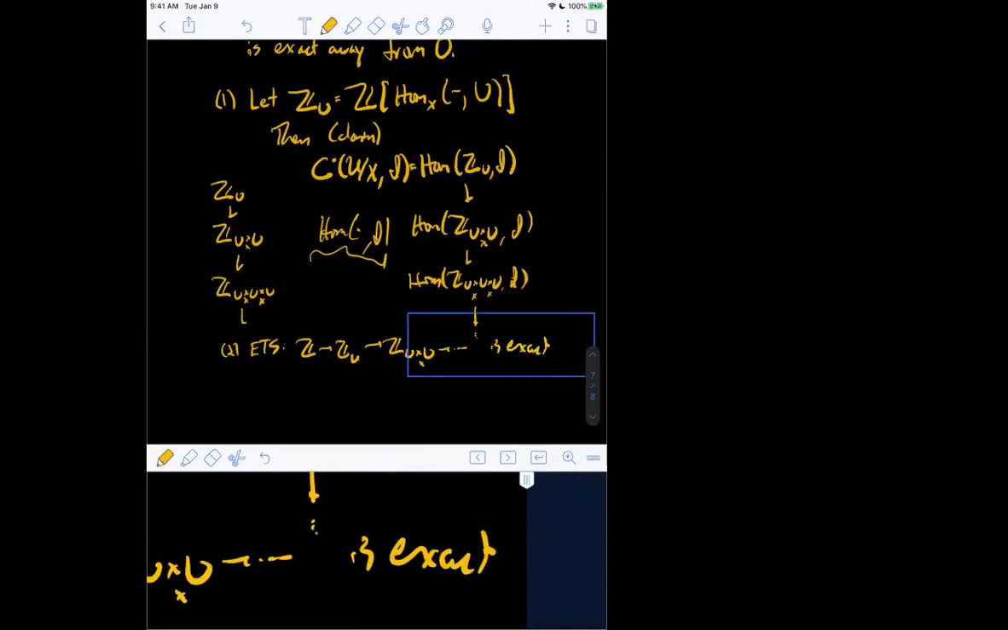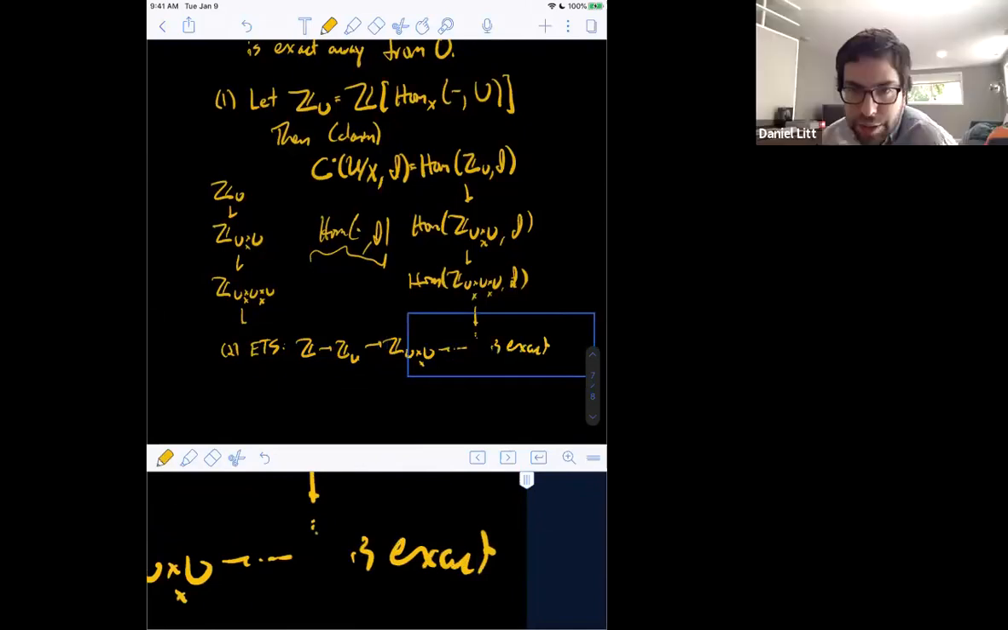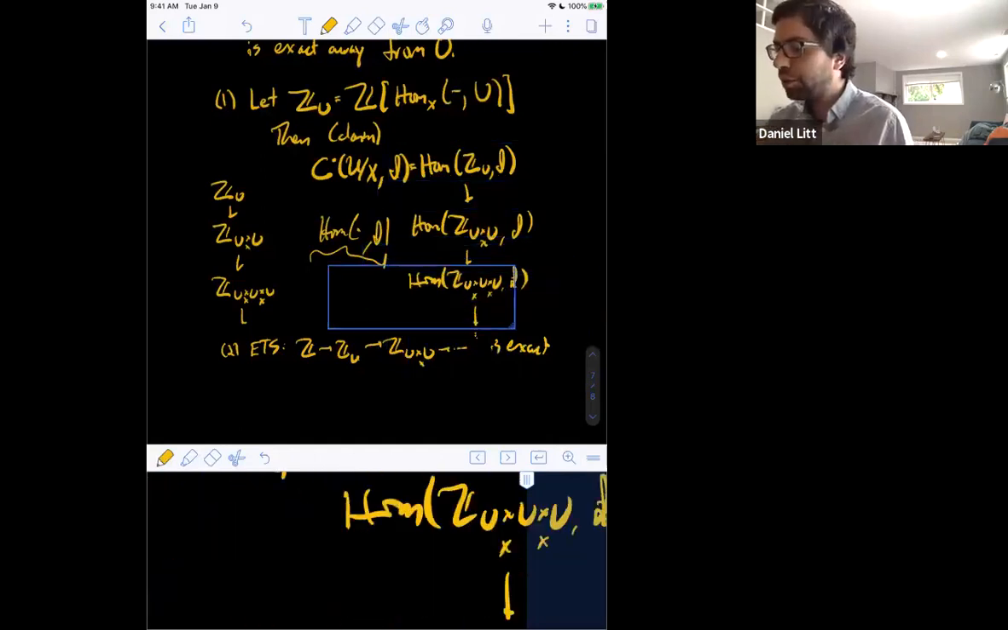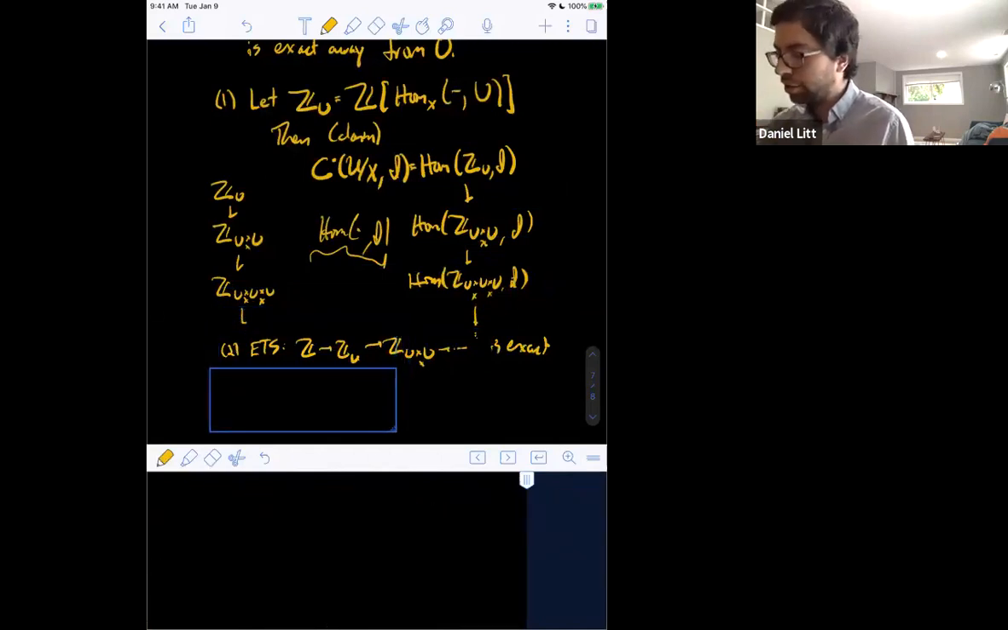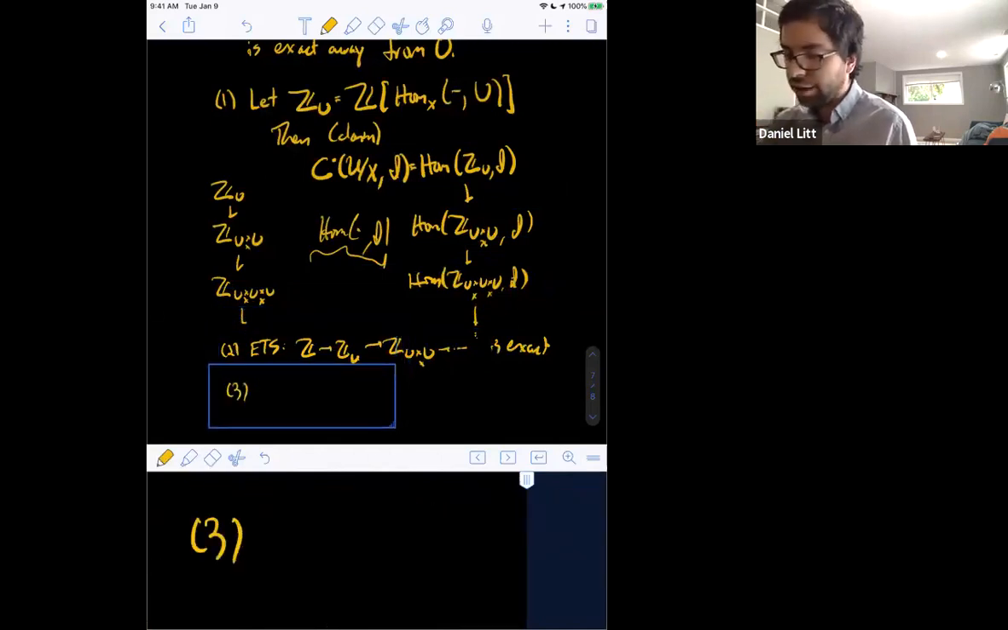Because homming into an injective is exact. Oh, yeah, that's right. Homming into an injective is exact. So we want to show that this is exact away from 0, where we just get global sections of I, which is Hom of Z into I. So it's enough to show that this is exact. And then the three is actually a special case of the following fact.